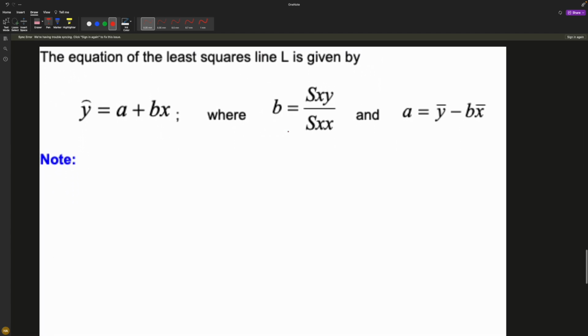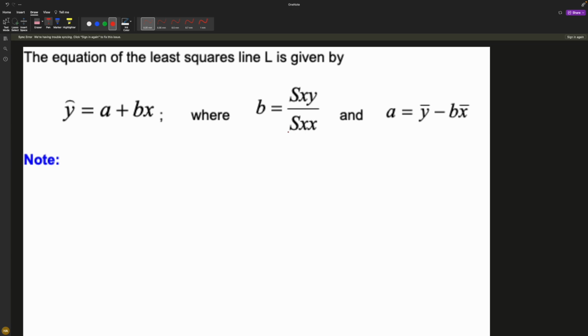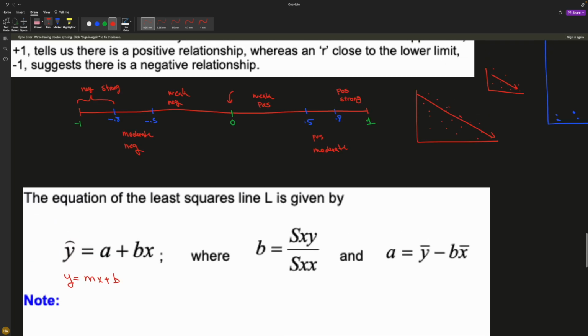Now we're going to do the equation of the least squares line L, which is given by this. Don't let this fool you. This is y equals mx plus b. Okay, this is y equals mx plus b. They're just trying to confuse you. Don't let them play games on you. Basically, this is just the line of best fit, the line I've been drawing right here.